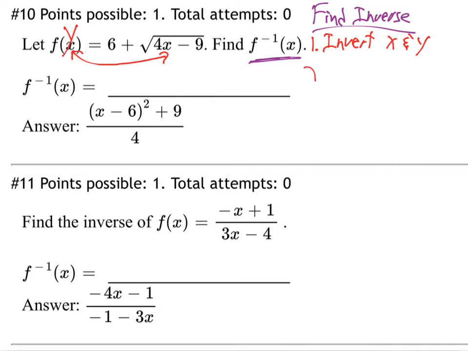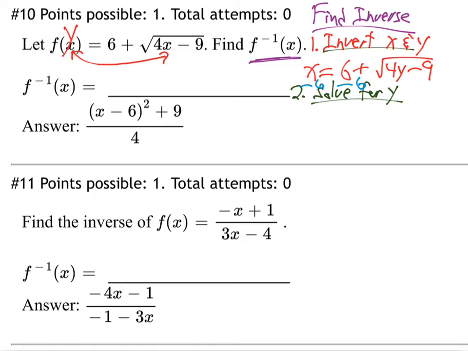So we get x over here and y over here. So I switched x and y. Step 2, solve for y. So you invert x and y, and then you solve for y. So how am I going to solve for y? Well, we've got to subtract 6 from both sides.